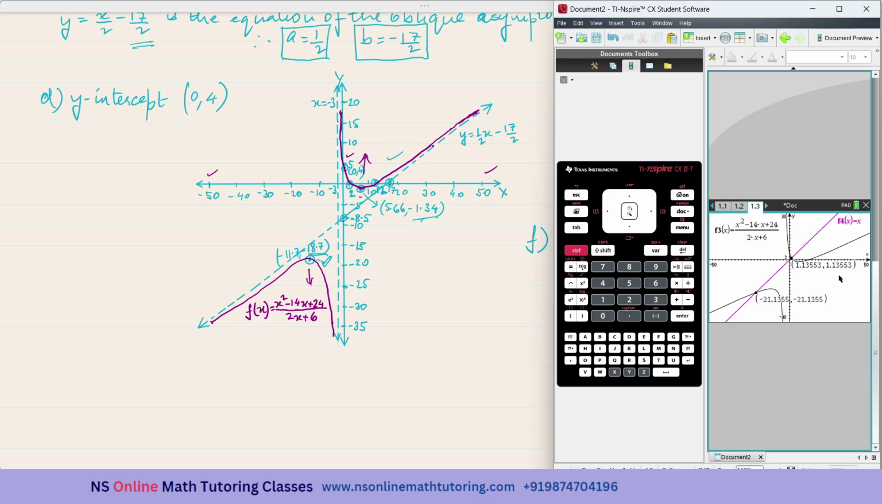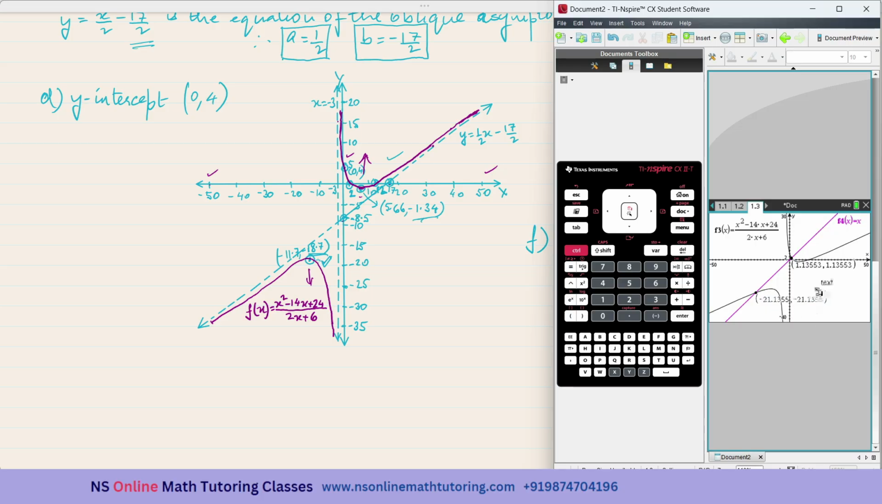So we see that for x values less than negative 21.1355, the black curve is above the pink line. So it is satisfied. The inequality f of x is greater than x is satisfied for x values less than that. It is not less than or equal to. When it is equal, they have the intersection points, so the y coordinate is the same for both of them. So it is x values less than negative 21.1355.